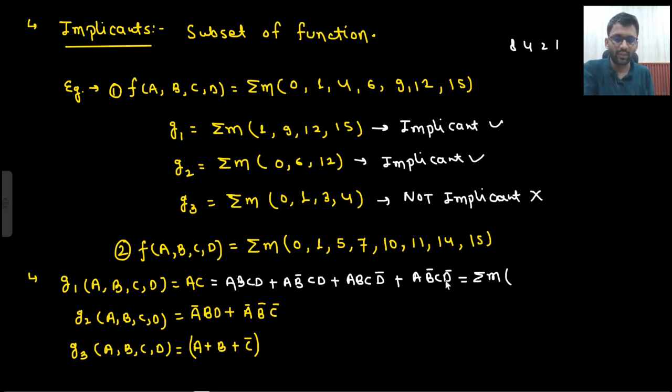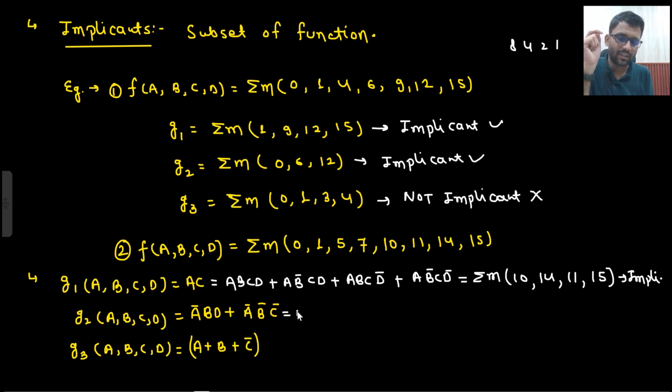So I can write 8, 4, 2, 1. Now let's write down from here. So this is 1, 0, 1, 0. That means 10. What about this one? 1, 1, 1, 0. 14. What about this one? 1, 0, 1, 1. 11. What about this one? 1, 1, 1, 1. 15. So 10, 11, 14, 15, all are there. That means this is an implicant.